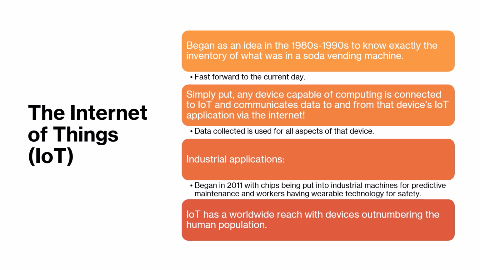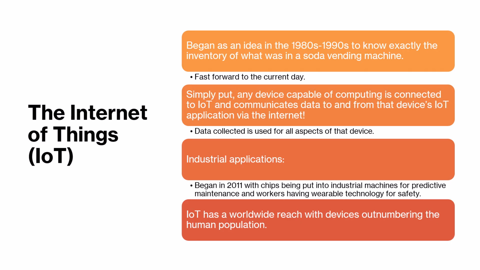It's kind of funny that that's what it was originally brought up for, when you fast forward to what it's used for in current day. It's such a wide reach across the whole world and used for such substantial data. It's incredible. Simply put, the Internet of Things is basically any device capable of computing connected to the Internet that communicates data to and from that device's Internet of Things application via the Internet.